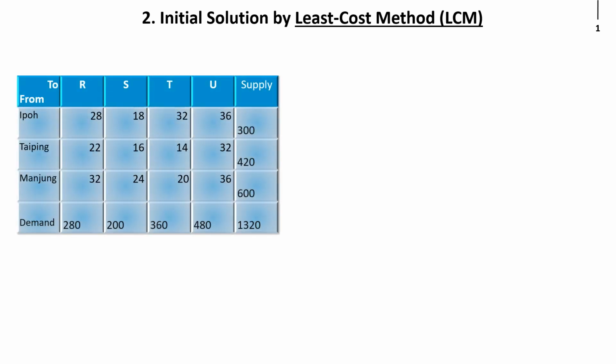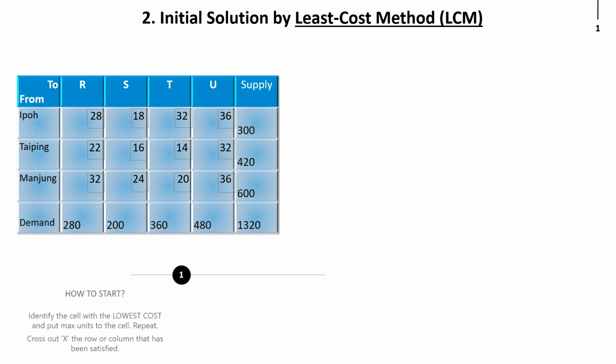The second method I will discuss here for finding an initial solution is the least cost method. This is the simplest method, I guess. How to start? First, we need to identify the cell with the lowest cost, and then we put the maximum unit in that cell. Here, if you compare all the costs, we can see that the lowest cost is from Taiping to destination T, which is 14 ringgit.